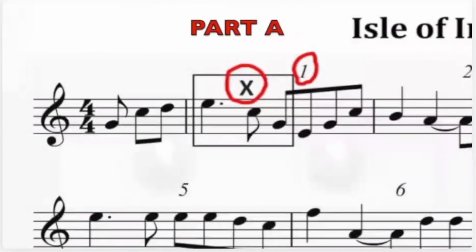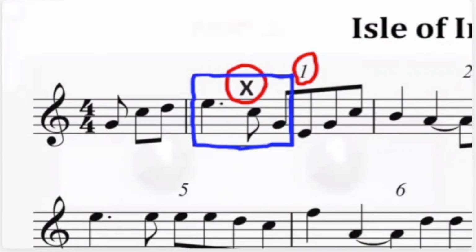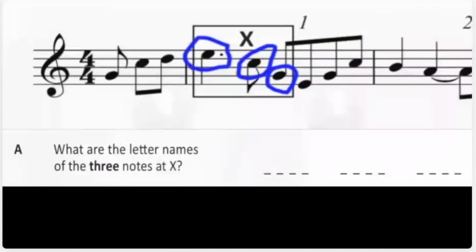So here we can see in bar 1 there are three notes that are marked at the X point. You'll see these three notes are marked inside a square, which is highlighted here in the blue color. So you can see here now that I have attached the part A question and circled the three notes that you have to answer. The first circled note is on the fourth space.